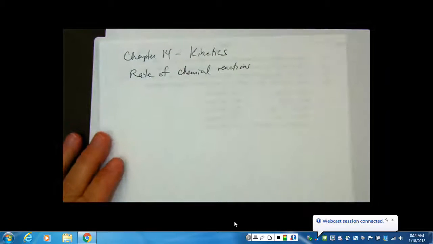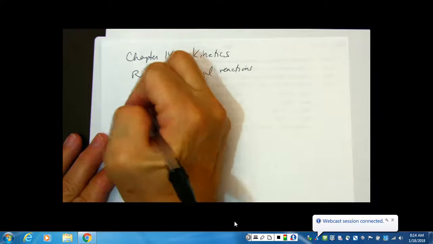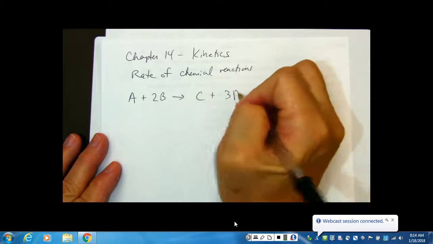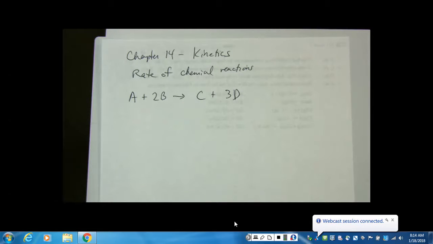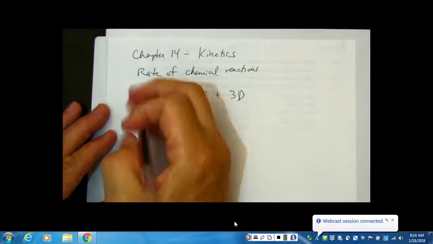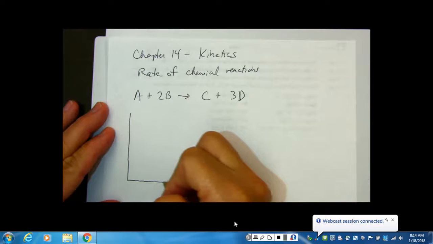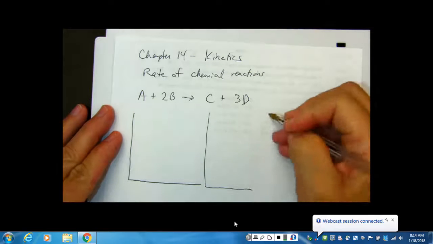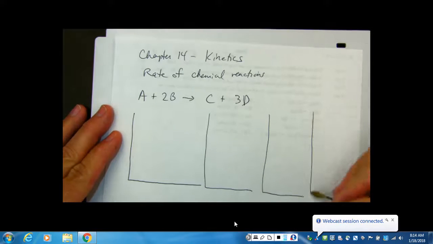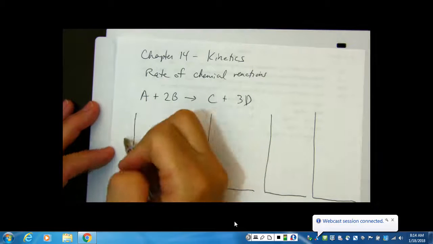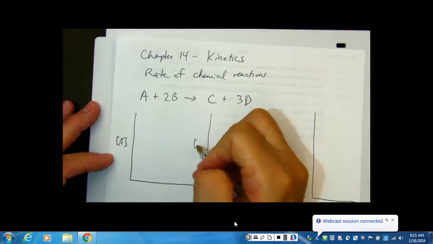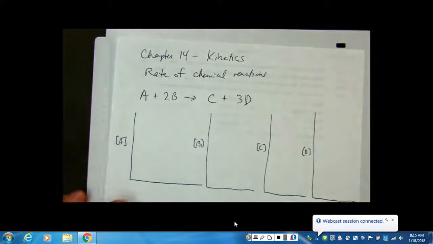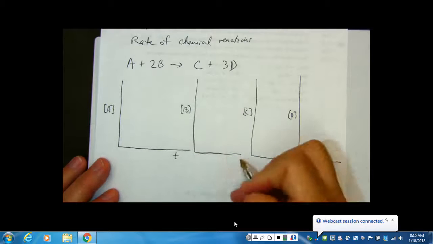All right, so we're going to be looking at something like A plus 2B goes to form C plus 3D. Right? That's a generic chemical reaction. If we have this reaction, we're going to look at the concentration profile of A, B, C, and D. All right, and this is going to be for time.